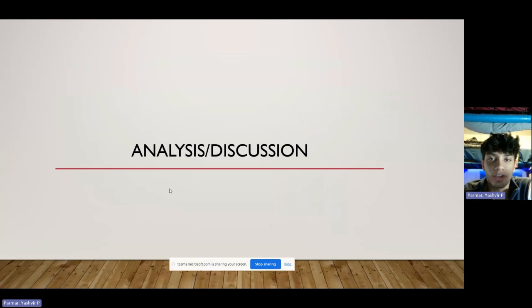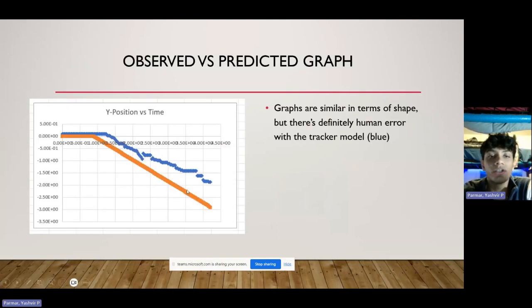So now for some analysis and discussion. Here you can see in the orange is the predicted model from GlowScript, and the blue is the observed model made by Tracker. The graphs are similar in terms of their shape. They both have a slope of 0 for a short bit of time, and then they have a slope of approximately y equals negative x. But you can see with the blue one, there's definitely some human error, as there are discontinuities in the graph.